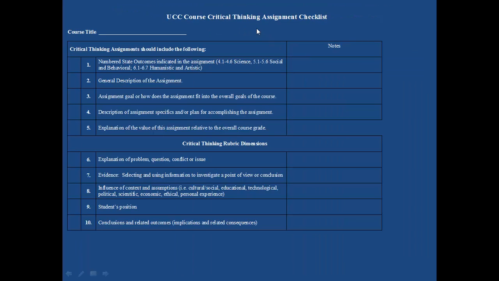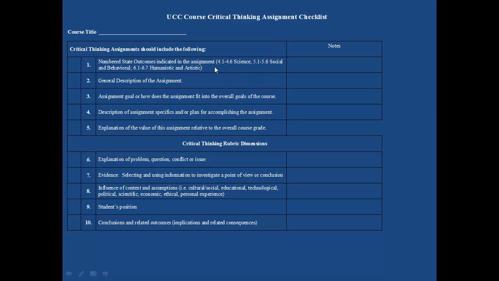Now here is the critical thinking assignment checklist. This is what we as a committee are going to be using to make sure that your critical thinking assignment is going to meet our criteria for the rubric and so on. So while using the rubric when you're designing the assignment, you want to use this critical thinking checklist as you're writing it up on the form.